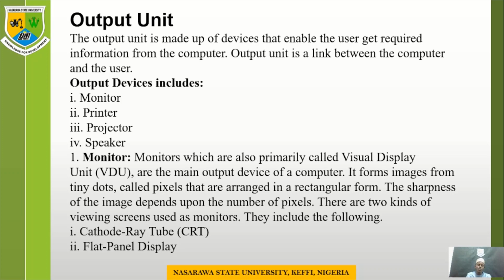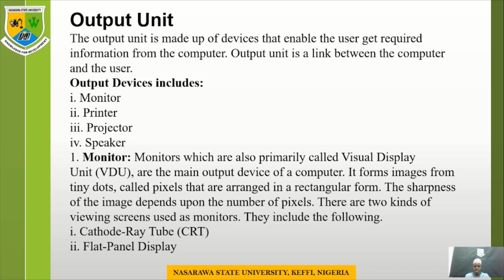Output devices include the monitor, printer, projector, and speaker. So these are four examples of output devices. The monitor is primarily called the visual display unit. Another name for the computer monitor is the visual display unit, VDU. Take note of this, it is very important. I'm talking about output devices. The main output device is the what? The monitor. It forms images from tiny dots called pixels that are arranged in a rectangular form.